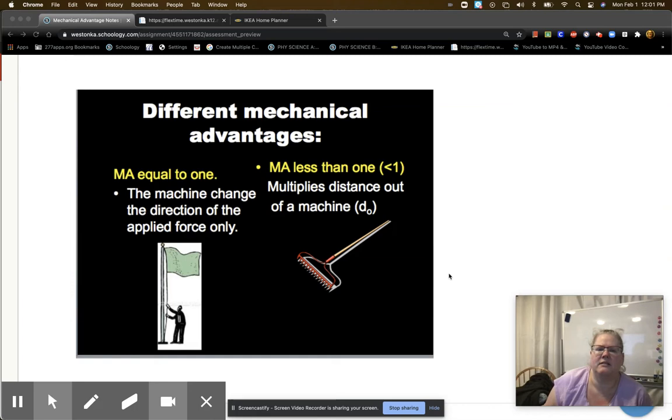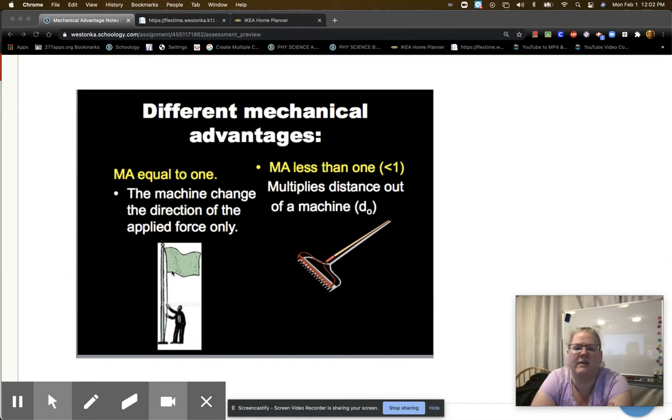Different mechanical advantages. Mechanical advantage equal to 1: the machine changes the direction of applied force only. This would be like the flag pole. I put a pulley at the top. If I have to lift a 2-pound flag, I'm just pulling down on the rope to make the 2-pound flag move up, but I'm not increasing my advantage.